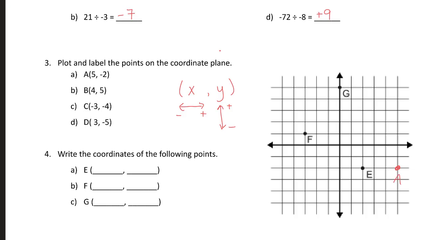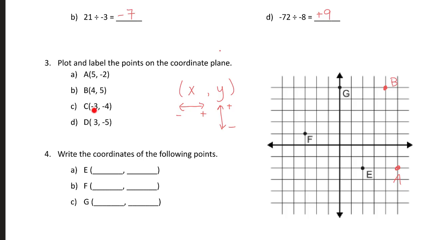All right, the next point we're plotting is B, which is at (4, 5). So again, we start at the origin. The first number tells us that we're going to be going to the right 4. So 1, 2, 3, 4. And I'm going to go up 5 since it's positive. 1, 2, 3, 4, 5. So we're going to label that B.